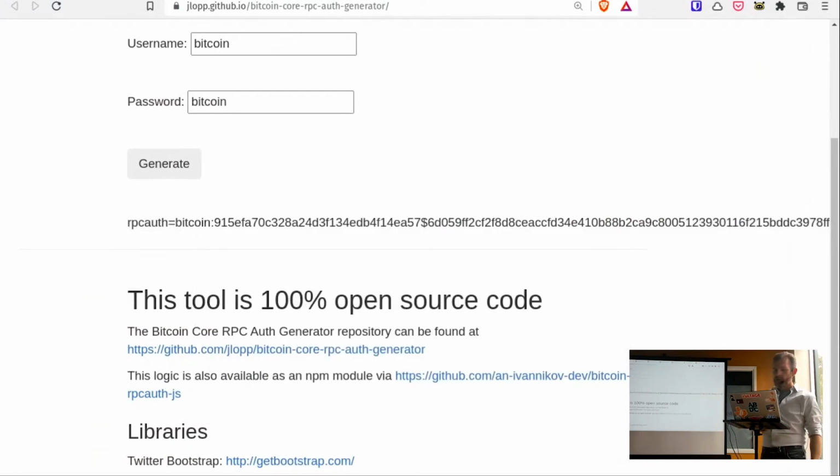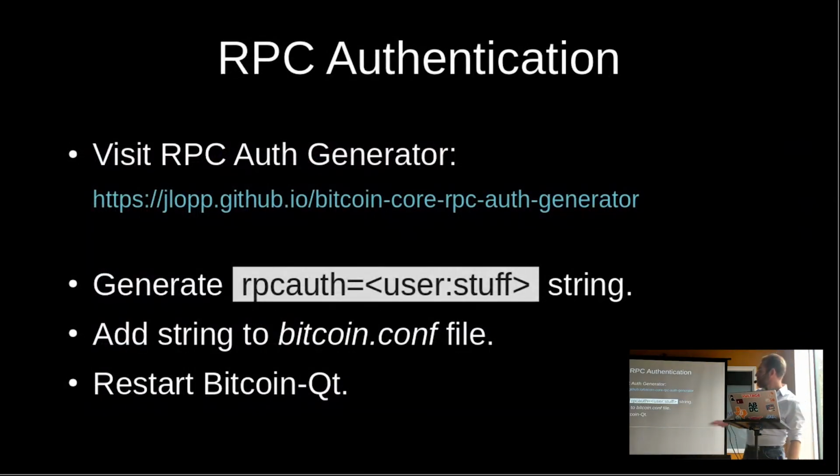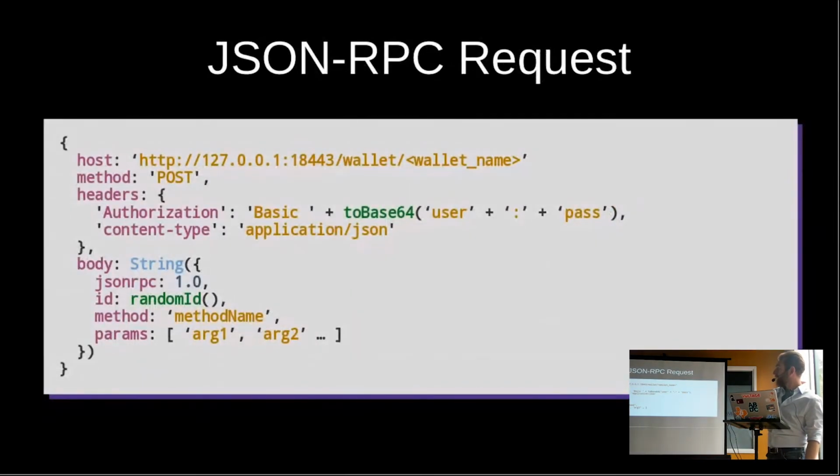And then once we do that, now we can move on to the really fun step, and that is making RPC calls to Bitcoin Core without the interface and without the command line. So once you go through this step, you generate an RPC auth string, you add it to your config file, restart Bitcoin Core or Bitcoin Qt or Bitcoin D. And yeah, now we get to go to this step.